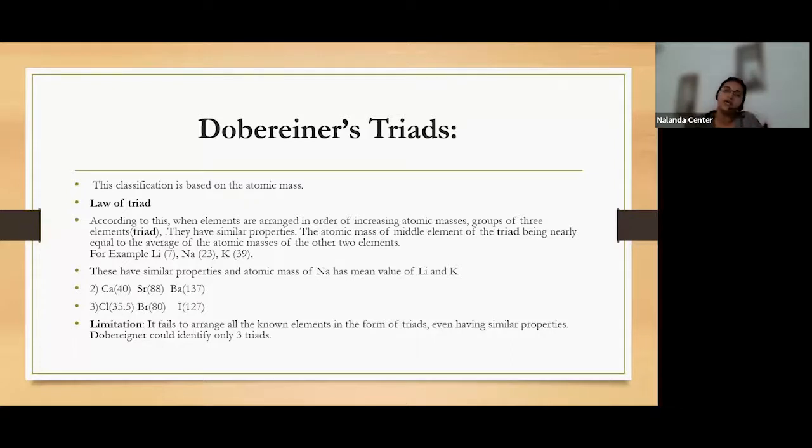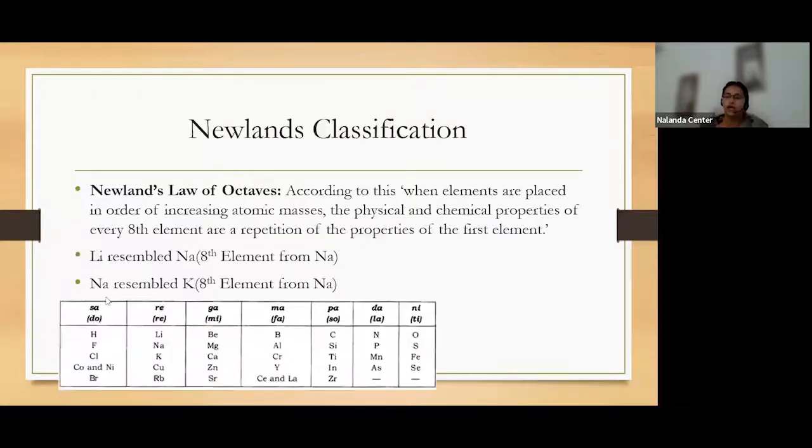Whatever he has found out should have been applicable for the whole thing. Then only can we say that his attempt at classification is 100% foolproof. He was not able to find other triads besides these three. So that is one of the major limitations of Dobereiner. We are done with Dobereiner.